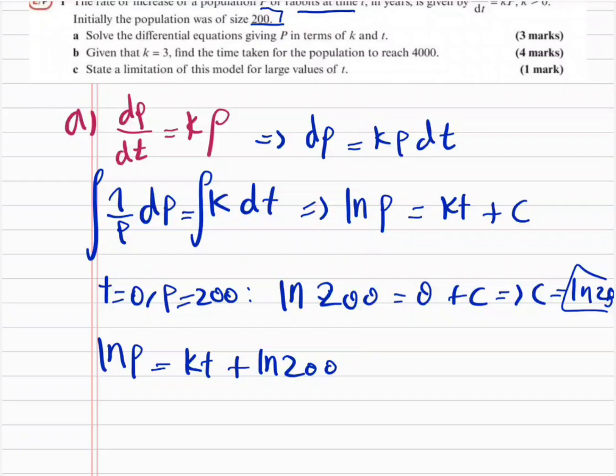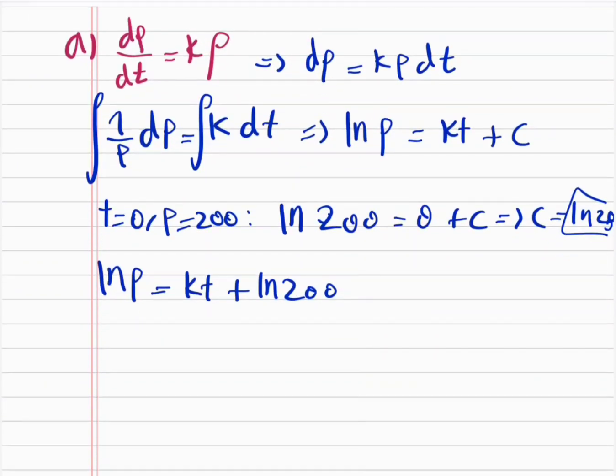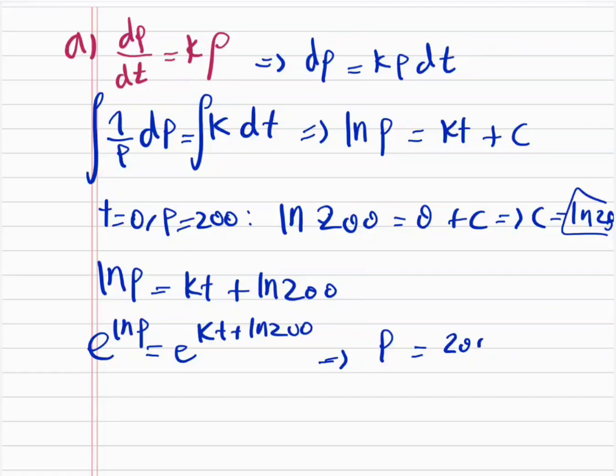Now, since the equation has to be in terms of k and t, which it already is, we can just do e to the power of both sides, so that this becomes easier. So we'll have e to the power of ln P is equal to e to the power of kt + ln 200, and that gives P = 200e^(kt).